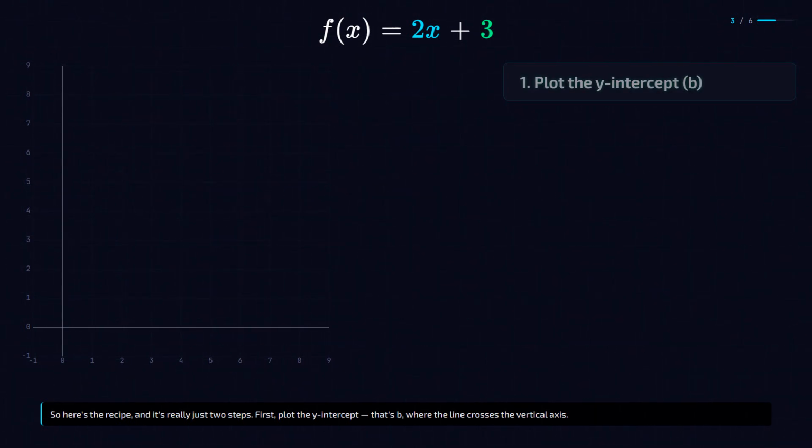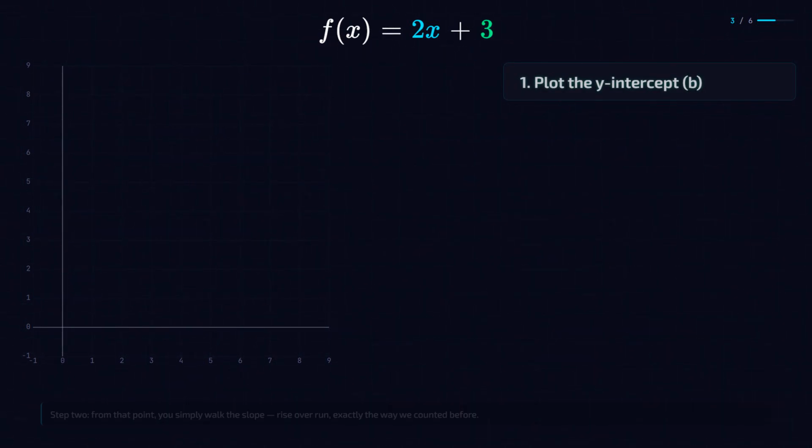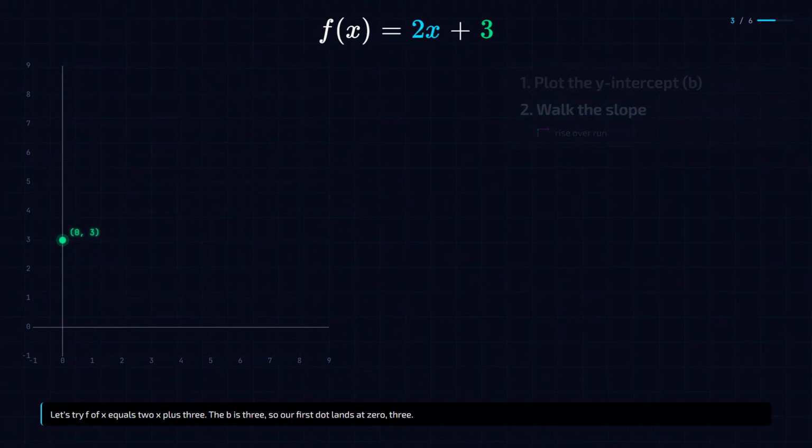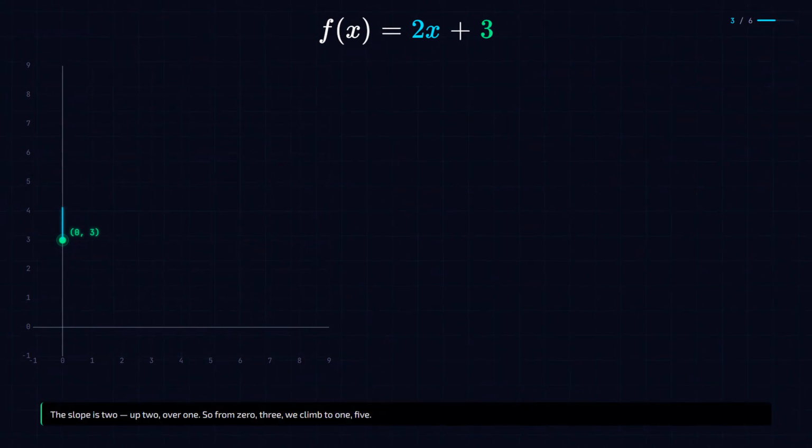First, plot the y-intercept, that's b, where the line crosses the vertical axis. Step 2. From that point, you simply walk the slope, rise over run, exactly the way we counted before. Let's try f of x equals 2x plus 3. The b is 3, so our first dot lands at 0, 3. The slope is 2, up 2, over 1. So from 0, 3, we climb to 1, 5.